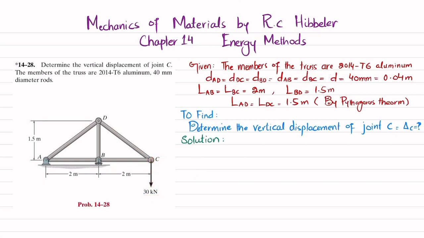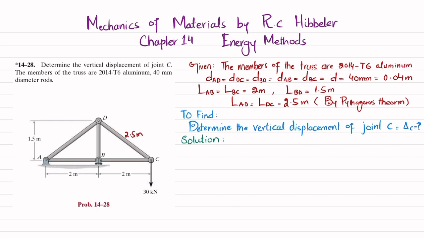You can see the given data: all the diameters are equal, which is D, and that is 0.04 meter. The lengths of AB and BC are 2 meter, BD is 1.5 meter, and by using Pythagoras theorem, this will also be 2.5. Yes, this is 2.5, so we will correct it. I will write it as 2.5 meter.